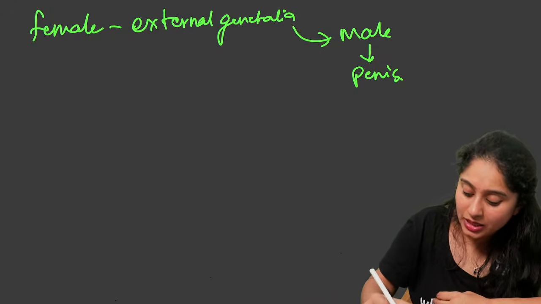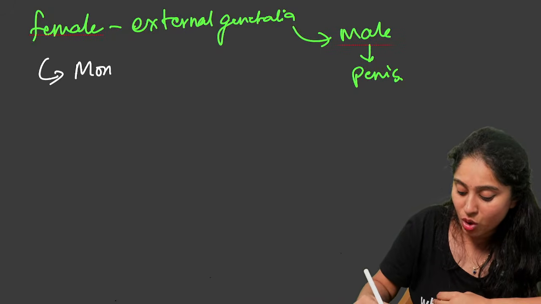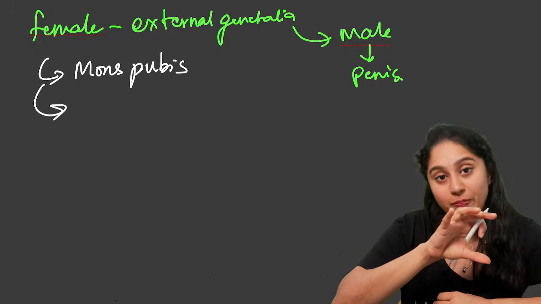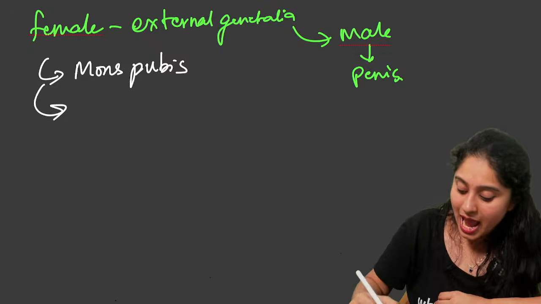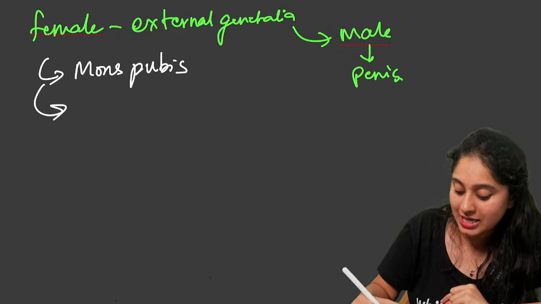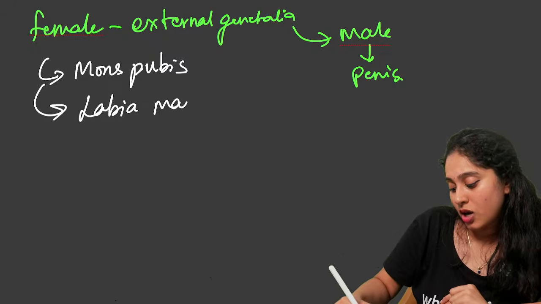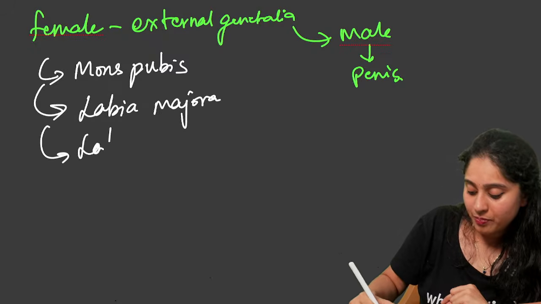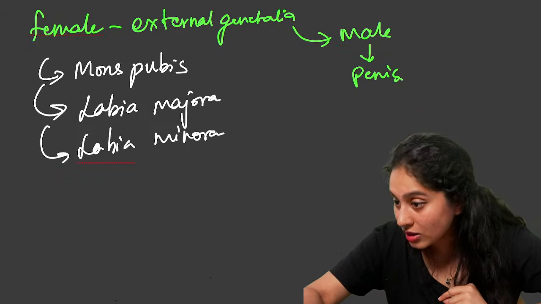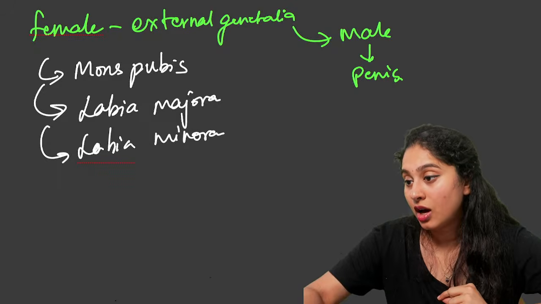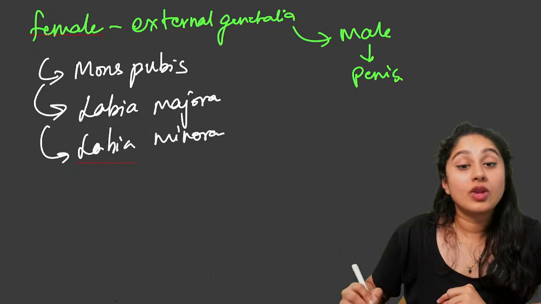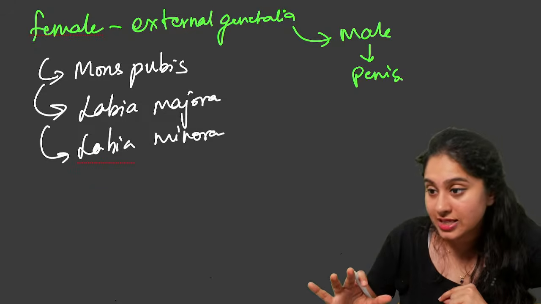Now when you look at the female's external genitalia, there is the mons pubis, which is a cushiony layer of tissue present along with pubic hair. And then we have 2 folded tissue-like structures called the labia majora and the labia minora. Both of these together contribute to the external genitalia. Is that clear, everybody?